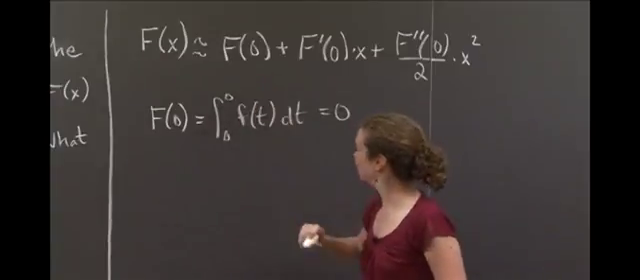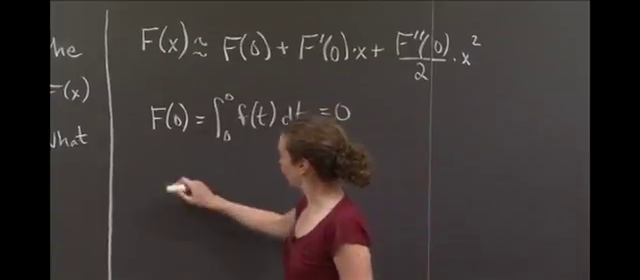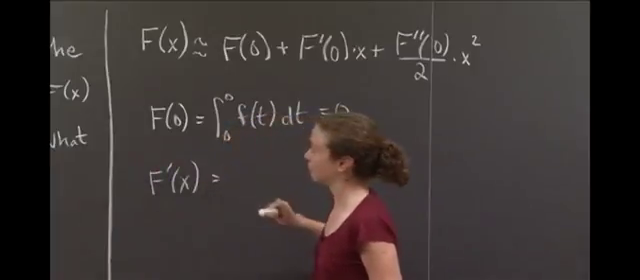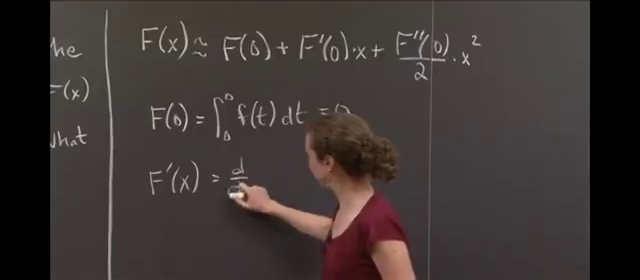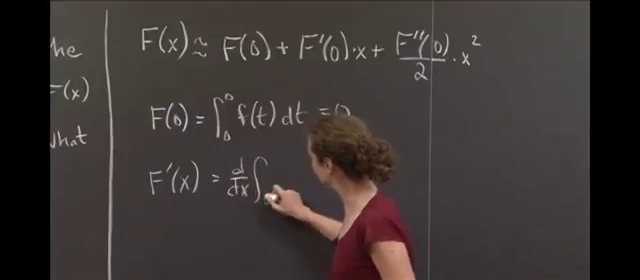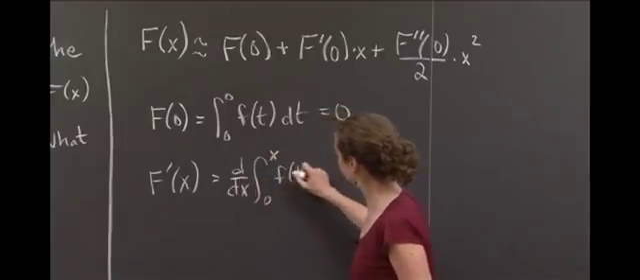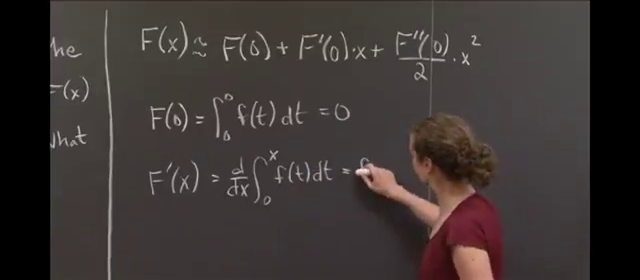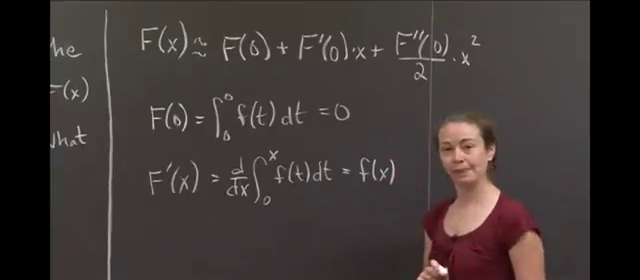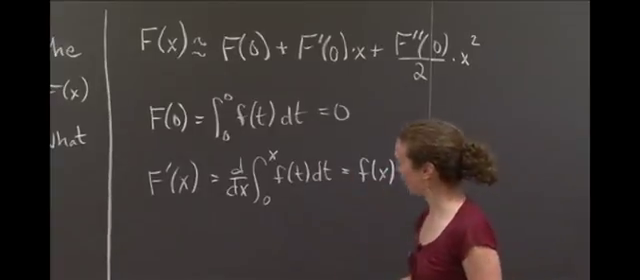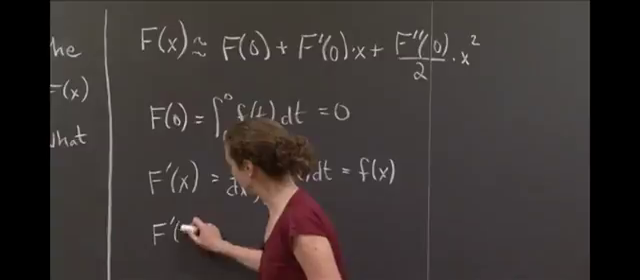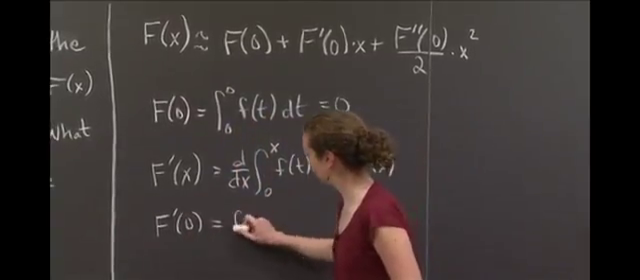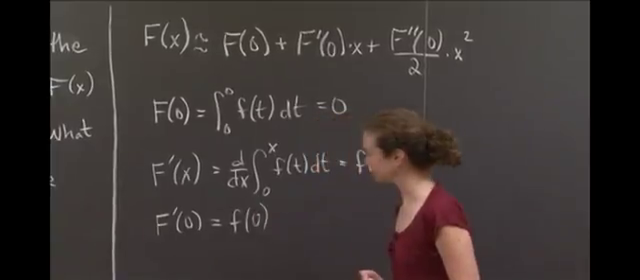So we have one piece. Now let's figure out what capital F prime is. Capital F prime of x, using the fundamental theorem of calculus, is just little f of x. So if I want capital F prime at 0, that's just going to be little f at 0.